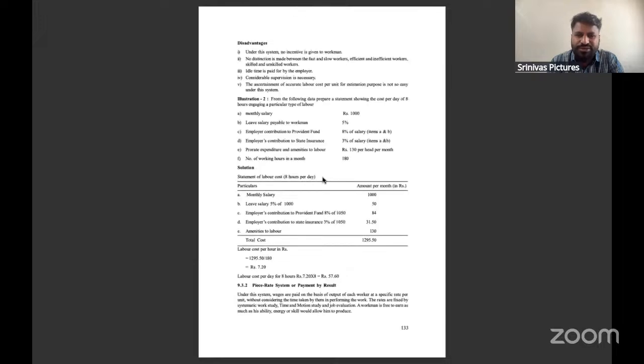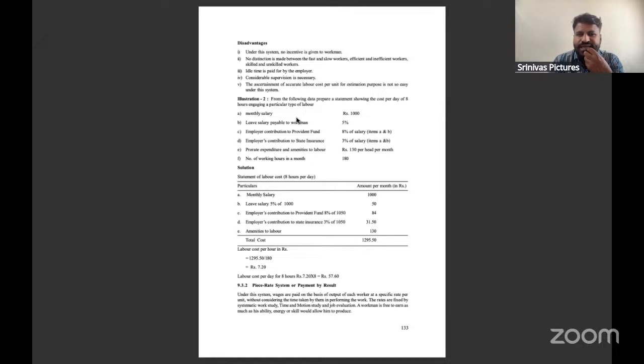Here is one more example also. There are a lot of advantages and disadvantages also. You go through them once according to your material. Here I'm explaining the second unit, that is illustration 2, second problem. From the following data, prepare the statement showing the cost per day of 8 hours engaging the particular type of labor.